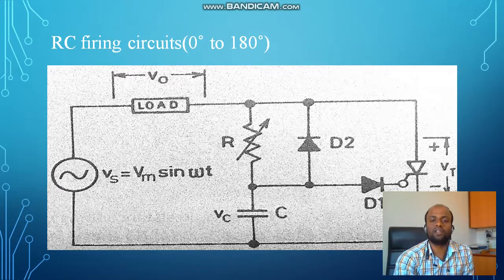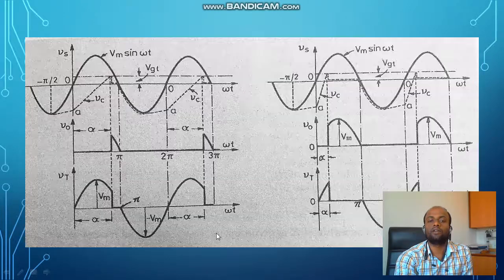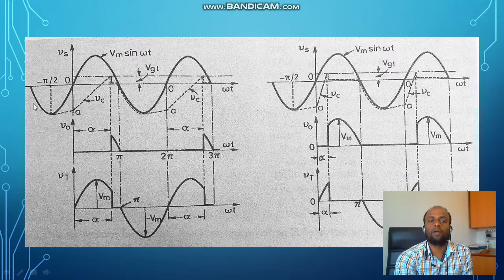How is it overcome? See here, in the negative half cycle, this capacitor will get charged with lower plate positive and upper plate negative through diode D2. This is how it will charge. Are you getting? This is the waveform. See, in the negative half cycle, the capacitor is charged.